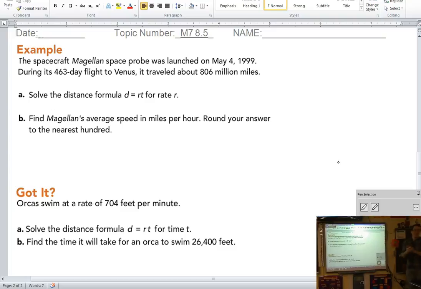Okay, I'm about to blow your mind. So, if you were to estimate miles per hour, how fast do you think space shuttles go? What do you think? 2,500 miles per hour. Any other guesses? 3,550 miles per hour. 806 million miles in 463 days.